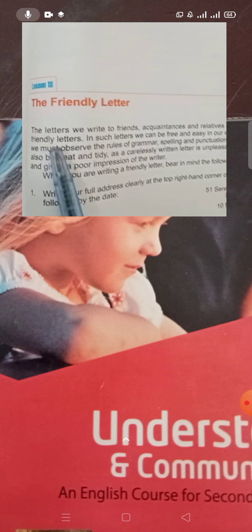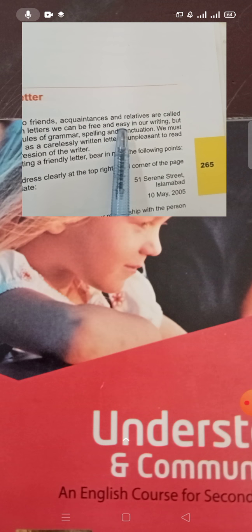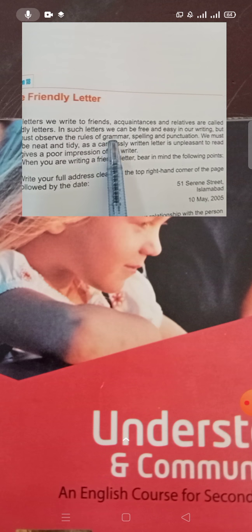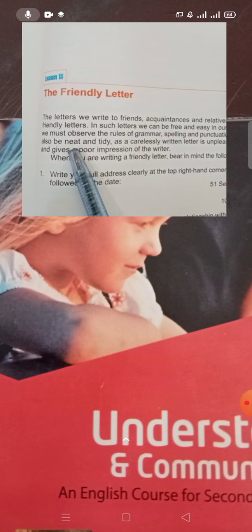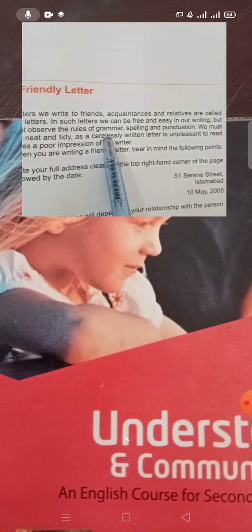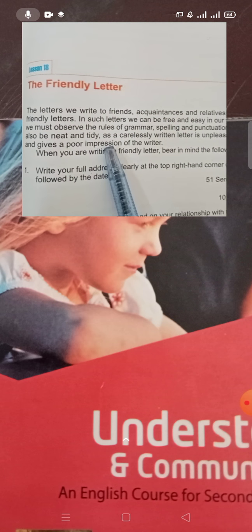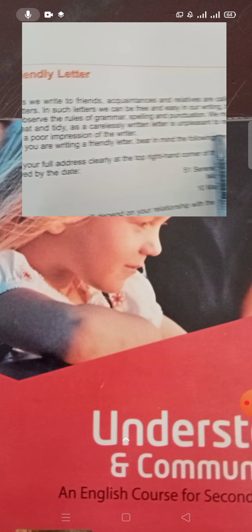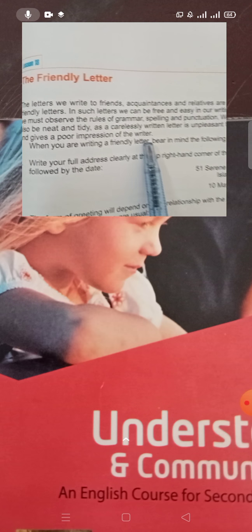The letters we write to friends, acquaintances, and relatives are called friendly letters. In such letters, we can be free and easy in our writing, but we must observe the rules of grammar, spelling, and punctuation. We must also be neat and tidy. A carelessly written letter is unpleasant to read and gives a poor impression of the writer.